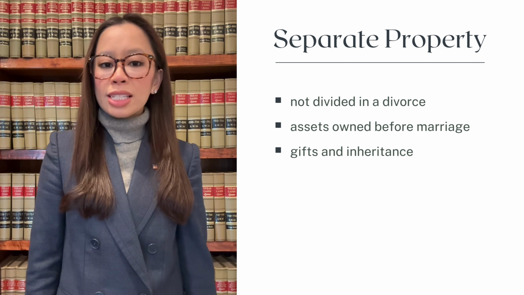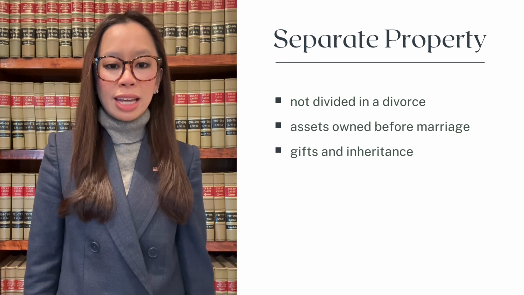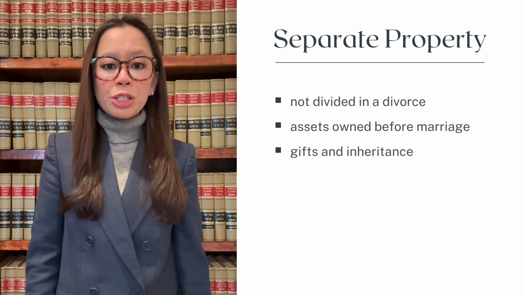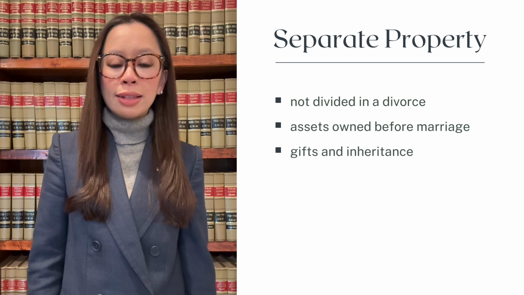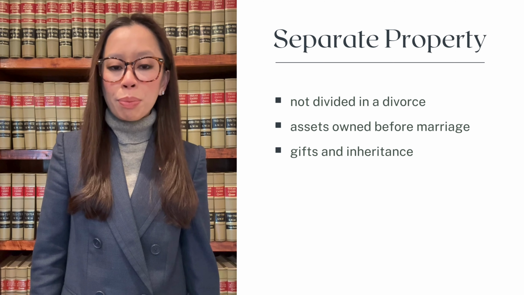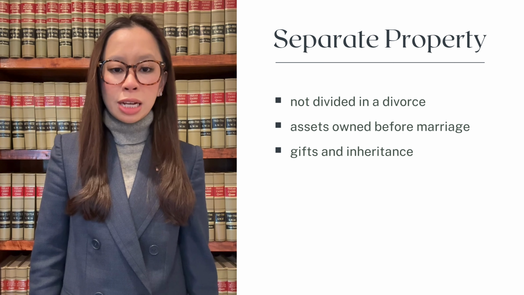Separate property. Separate property includes anything that one spouse acquired before the marriage, as well as gifts or inheritances received by one spouse during the marriage. The most important thing to remember is that separate property does not get divided in a divorce unless it has been commingled with community property. Commingling happens when separate property becomes mixed with community property to the point where it's difficult to distinguish the two.